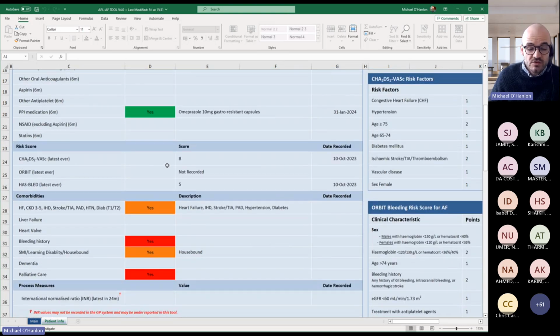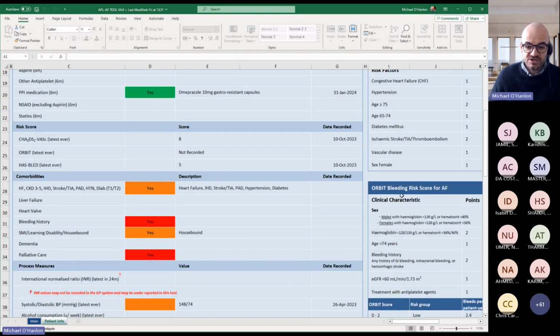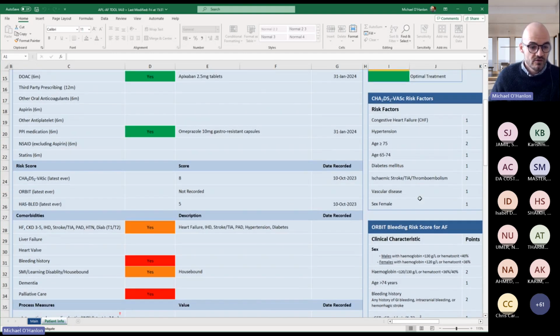It allows you to look at their risk scores. So if within EMIS you have entered their CHA2DS2-VASc score or their ORBIT score or their HAS-BLED score, the tool will then pull those through. It also gives you information about how to calculate those scores. So if, for example, a patient hasn't got an ORBIT score, you can calculate that and easily add that into the record.